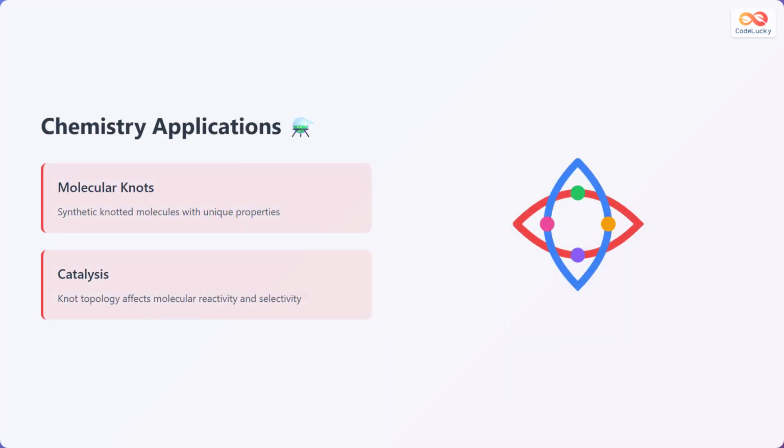In chemistry, knot theory plays a role in understanding molecular knots, which are synthetic knotted molecules with unique properties. Additionally, the topology of knots can affect molecular reactivity and selectivity in catalysis.